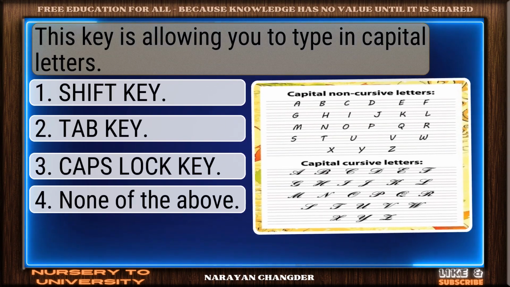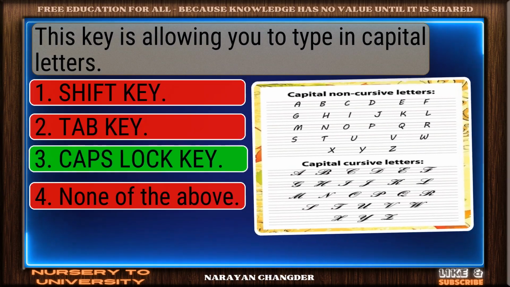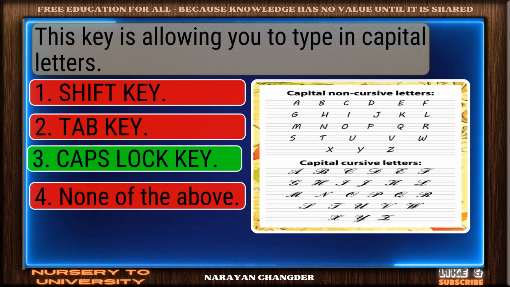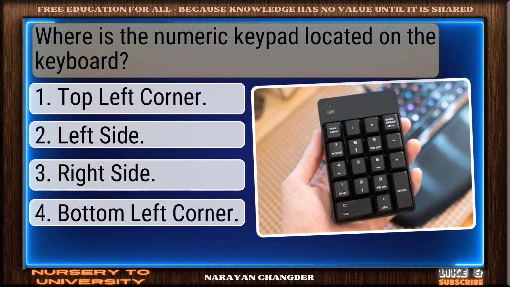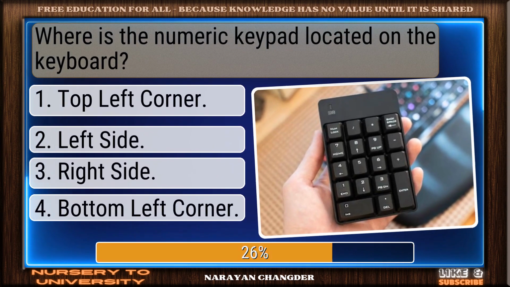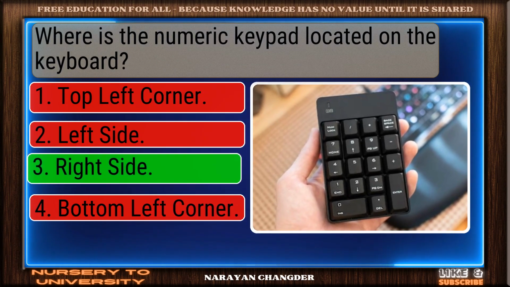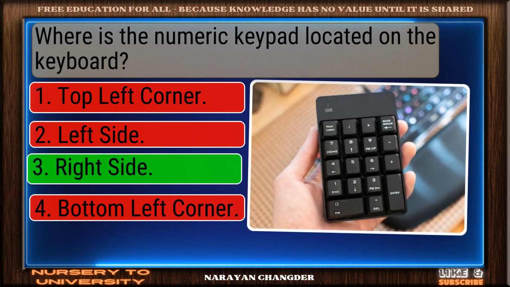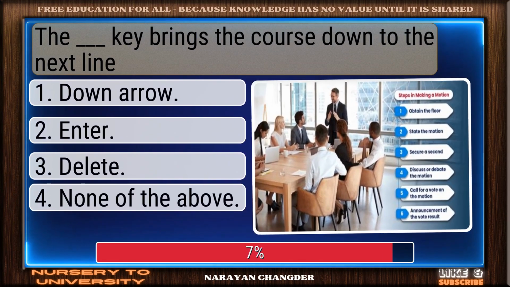This key is allowing you to type in capital letters. Correct response. Caps lock key is the most accurate answer. Where is the numeric keypad located on the keyboard? Well picked. Right side is the correct answer. The dash key brings the cursor down to the next line.